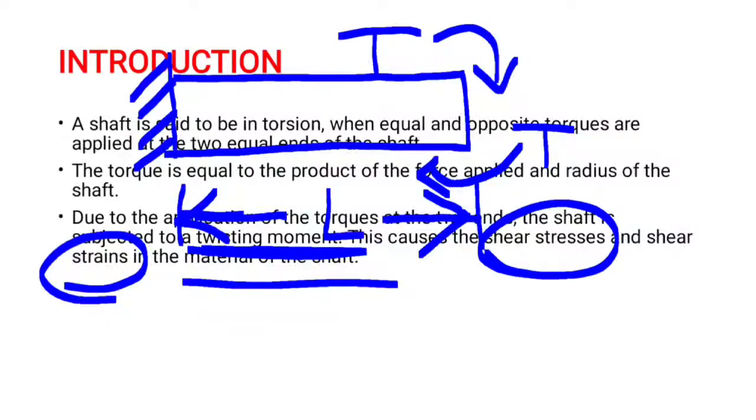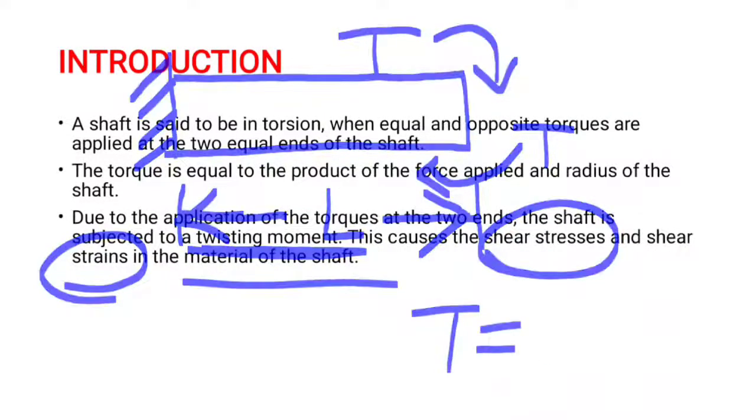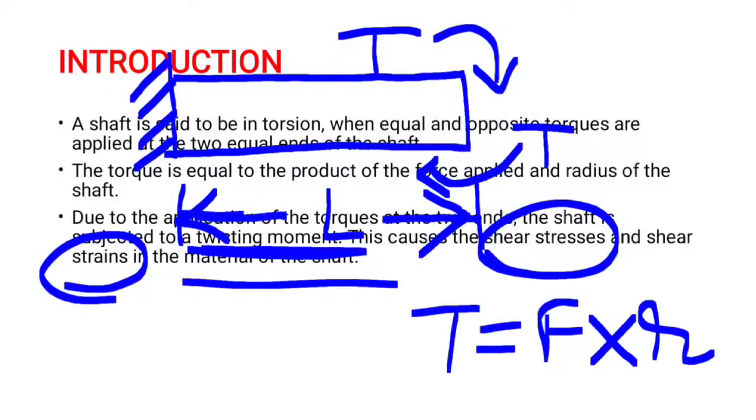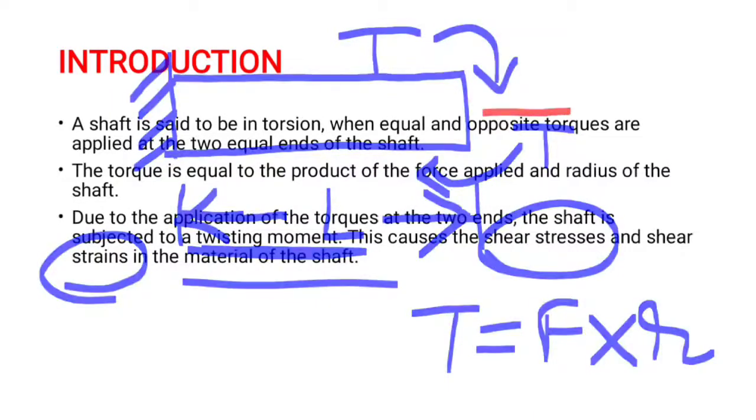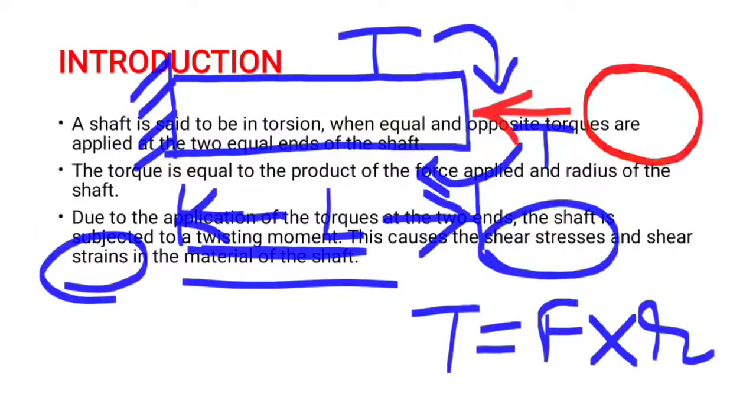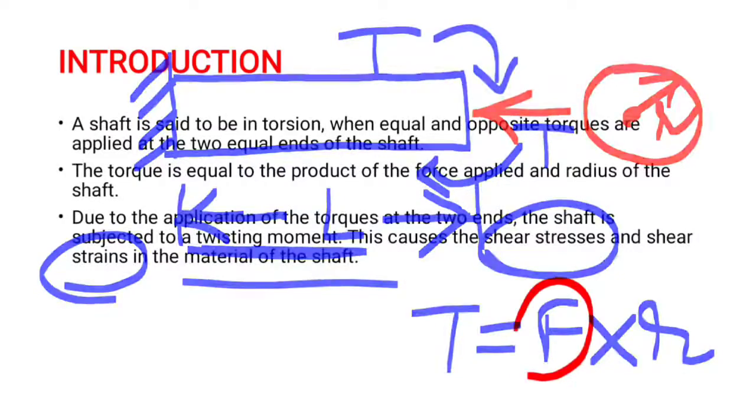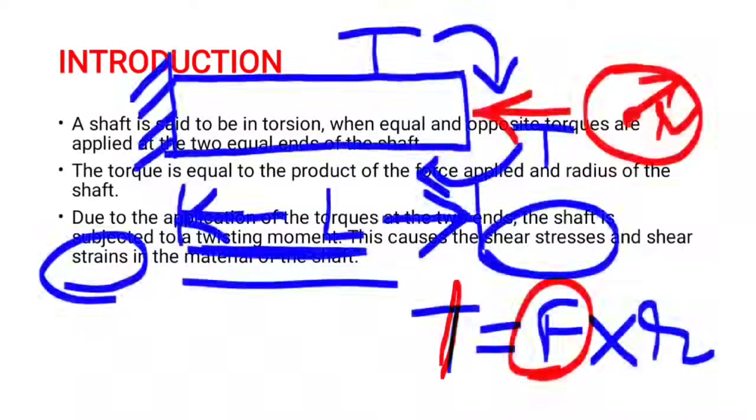What is meant by a torque? Torque is nothing but a product of force applied and the radius. If you observe the shaft from this direction, it seems to be a circle. From the circle, we find a radius easily. It is the center. This is called radius R. That radius is multiplied with the force applied, and we get the torque value. Due to the torque, the shaft is subjected to twisting moment. This causes the shear stresses and shear strains in the material of the shaft.